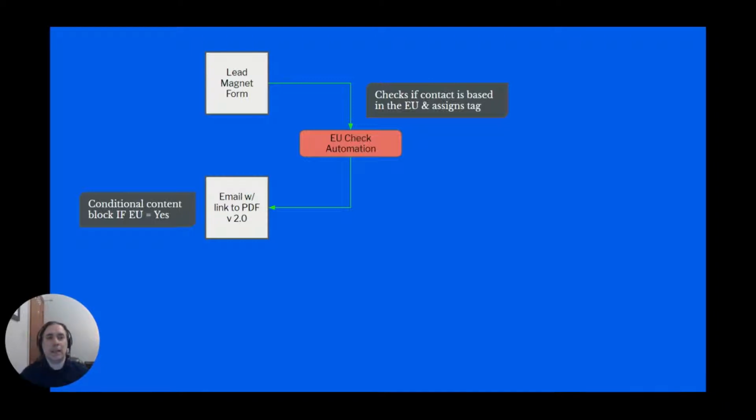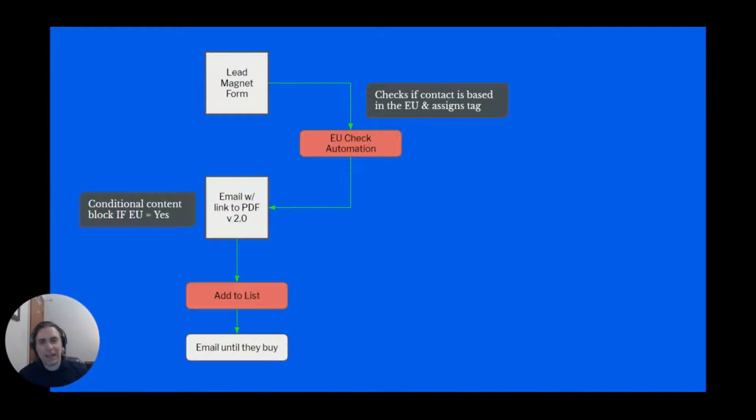Now, if it was a non-EU person, they would still go through these same steps. They would go through that EU automation check. They wouldn't get a tag because they are not from the European Union. So they would pass through unhindered. It would be business as usual. They get added to the list and you can continue to email them until they buy.